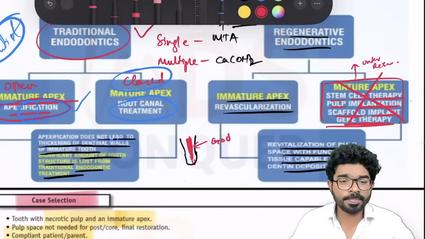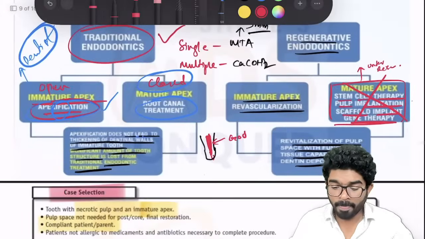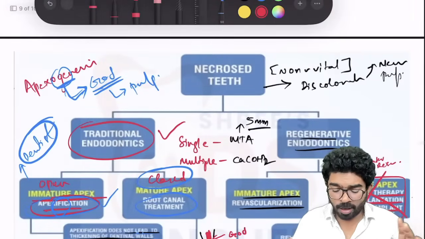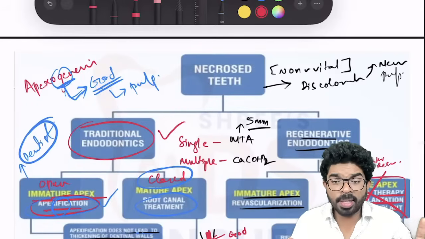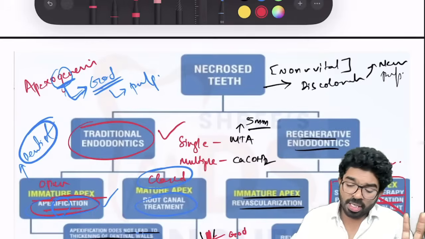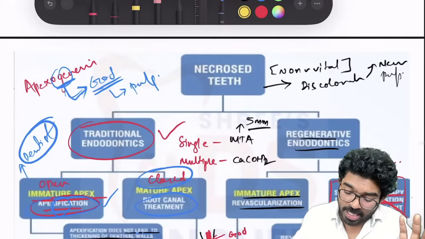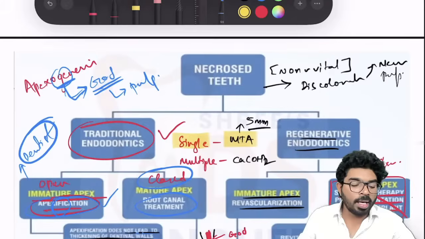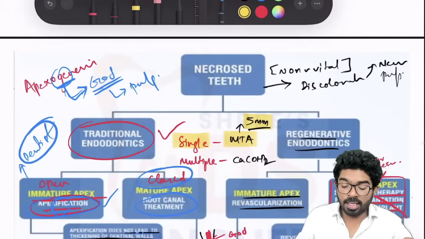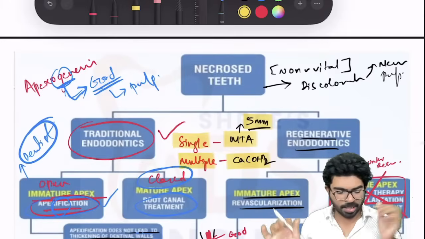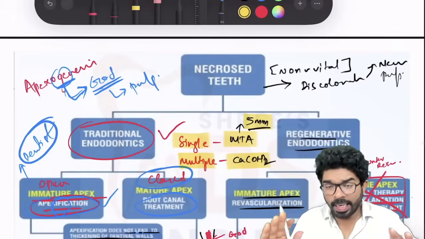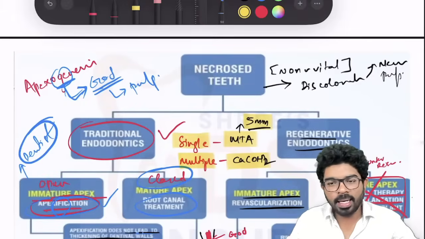Okay, clear, done. Now we have discussed apexification, so the materials useful for apexification. Single-visit apexification is done with MTA, and the thickness of MTA in apexification is 5 millimeters, and multi-visit apexification is done with calcium hydroxide. Multi-visit calcium hydroxide, single-visit MTA, best material MTA.